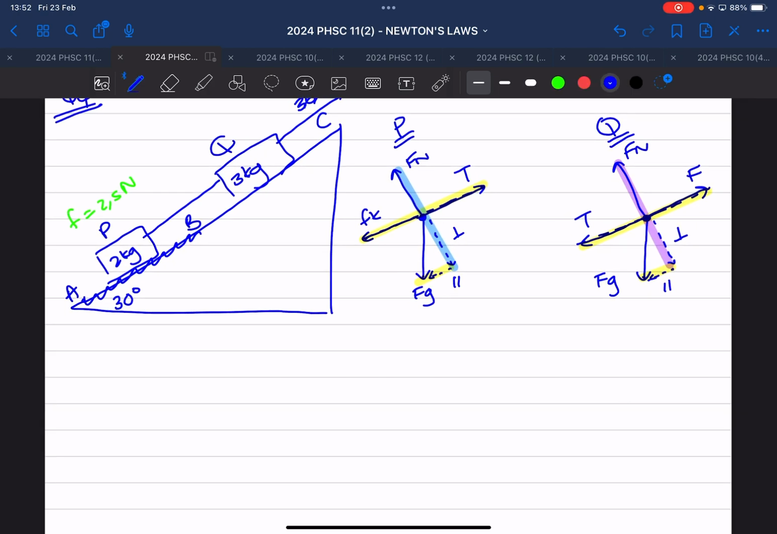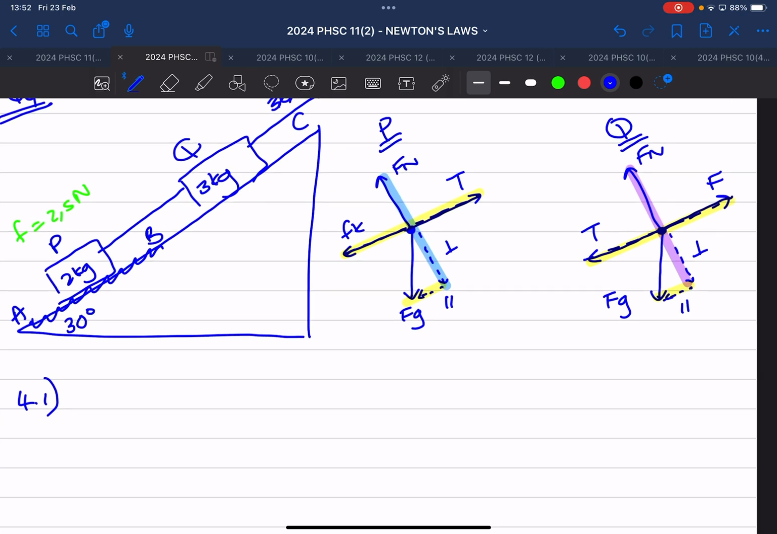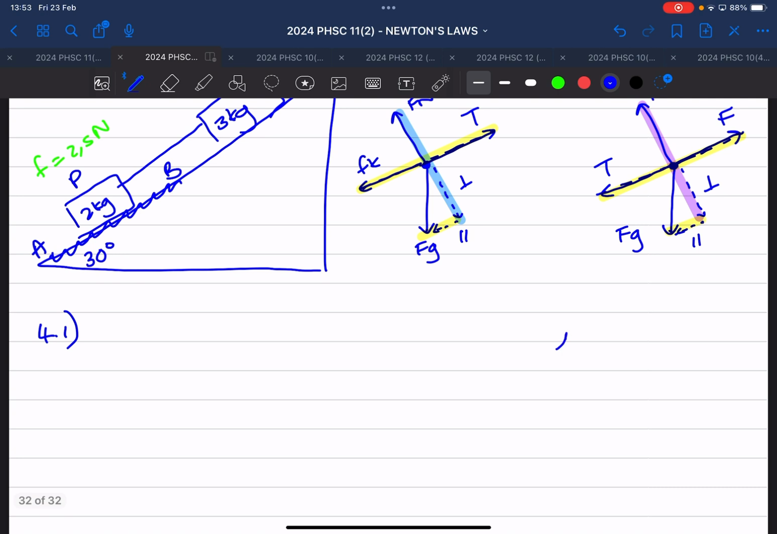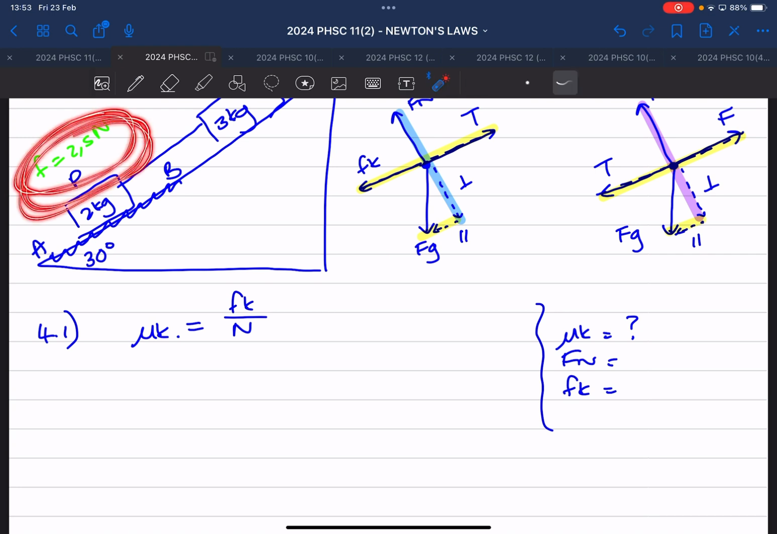All right. First question there. Question 4.1. They ask, calculate the coefficient of friction between the surface and the 2 kilogram block. If you look on the data sheet, there's a formula that gives it to you: the frictional force over N. That N refers to the normal force. Then we need the frictional force, which they gave us as 2.5.